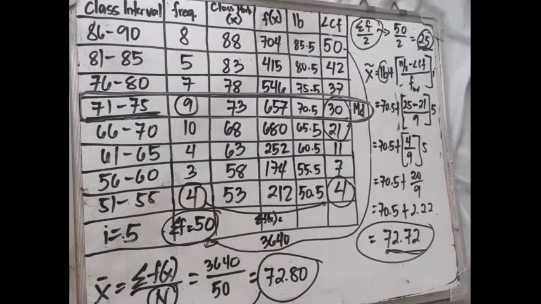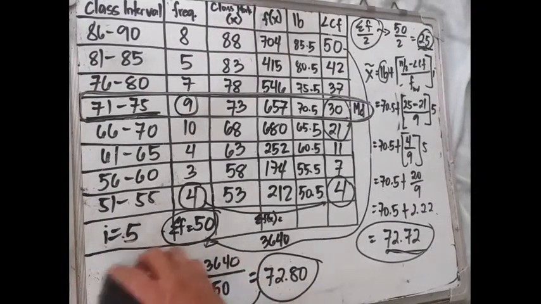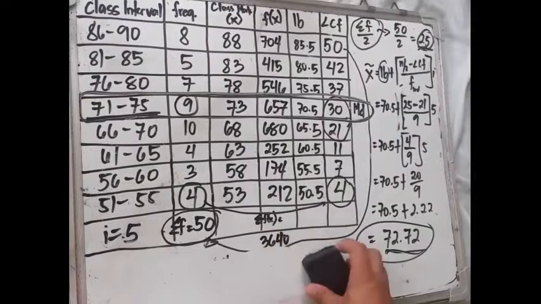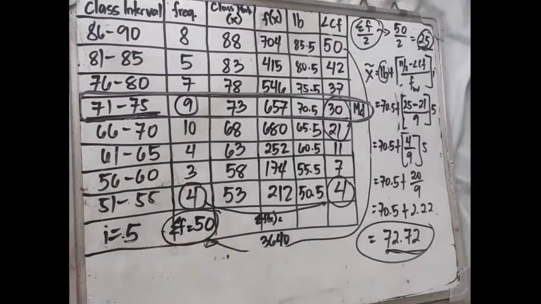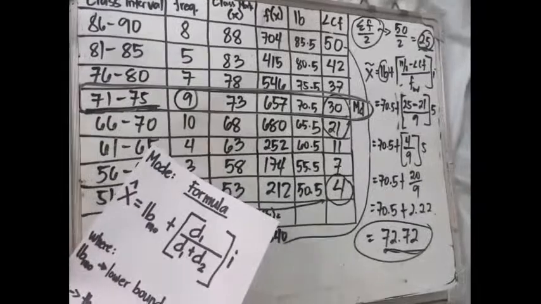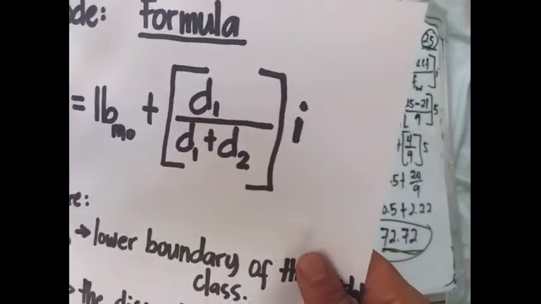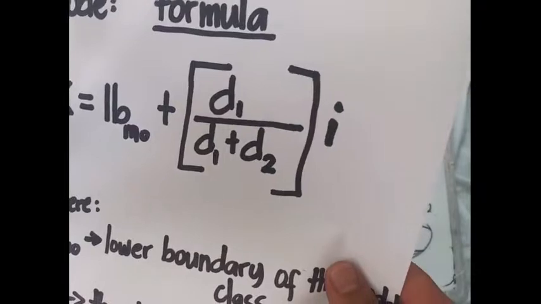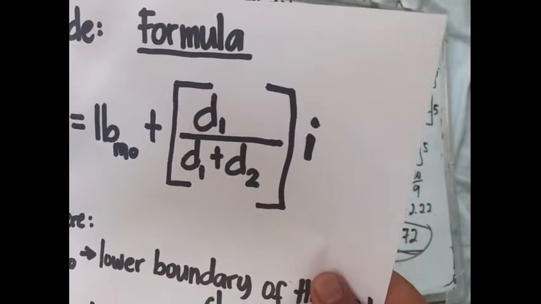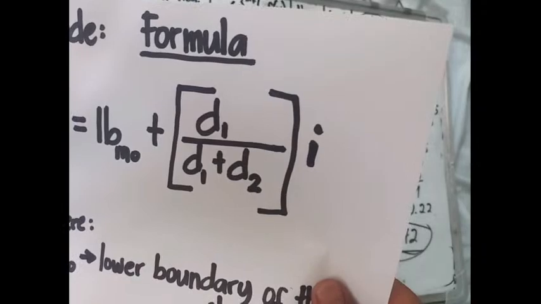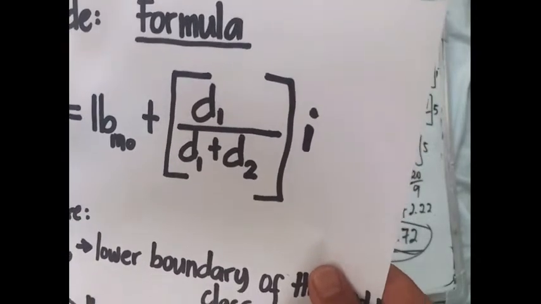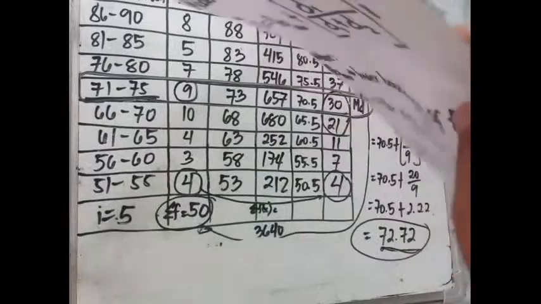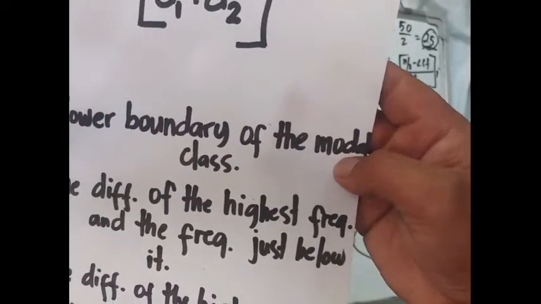Okay, next, again, last is yung mode. Ito, pinakamadali lang ito. Revision ko na ito ha. Mode. What is the formula in finding the mode? Ito, formula, it is the lower boundary of the modal class plus d sub 1 over d sub 1 plus d sub 2 times i. So where lower bound LB sub MO, that is lower boundary of the modal class.